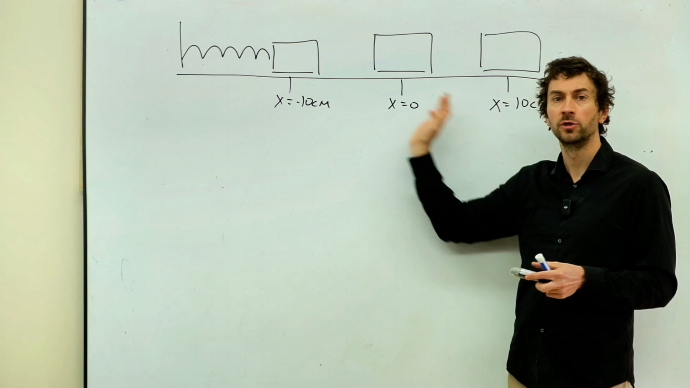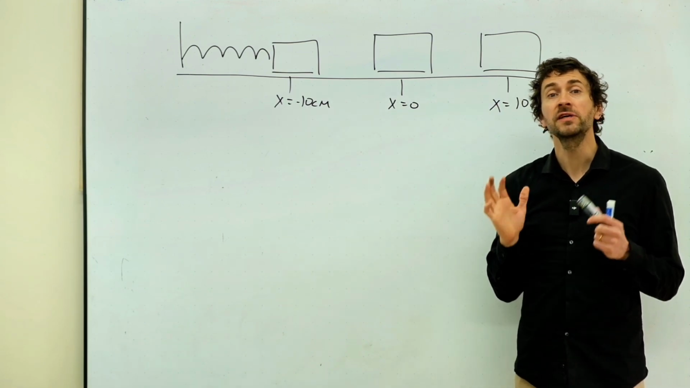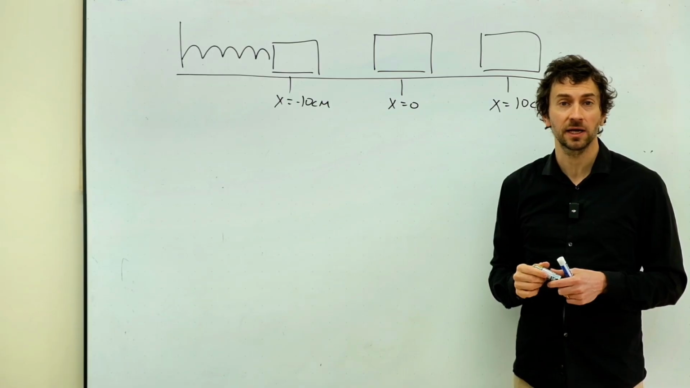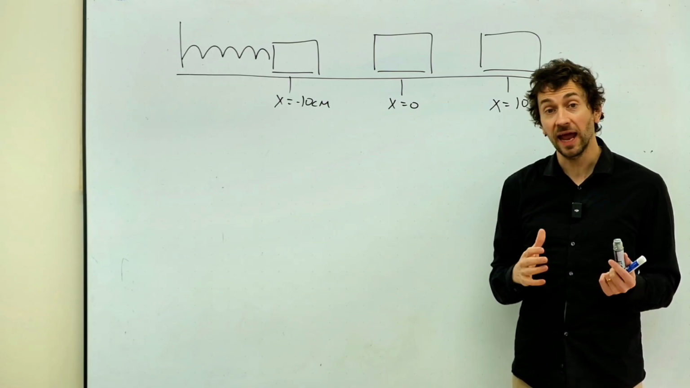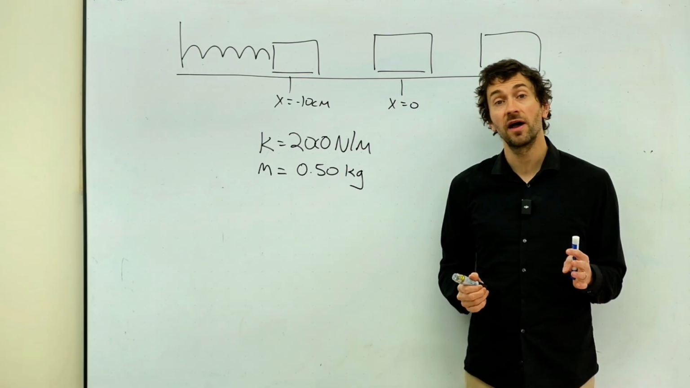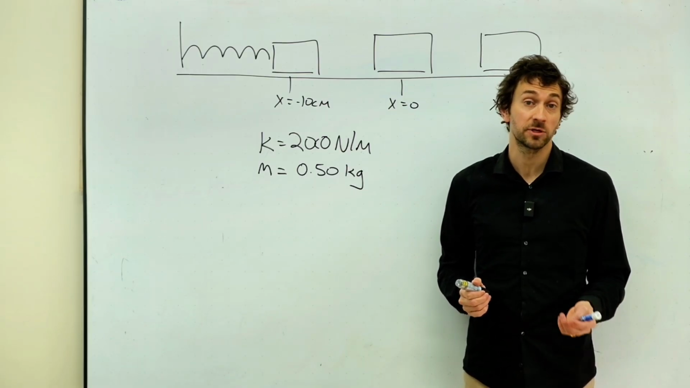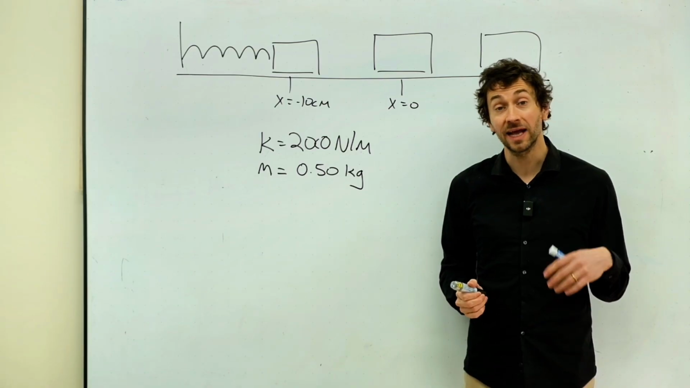Zoom, zoom. That's great. Let's even give it some numbers so we can calculate the period. Let's give it a k value and a block mass. Let's say that the k value is 200 newtons per meter and the mass of the block is 500 grams, 0.5 kilograms. We can calculate the period.